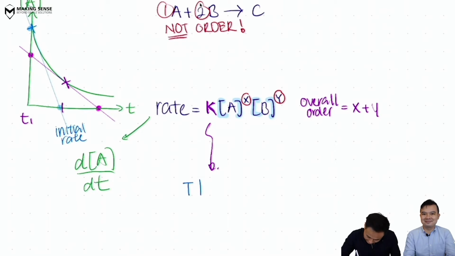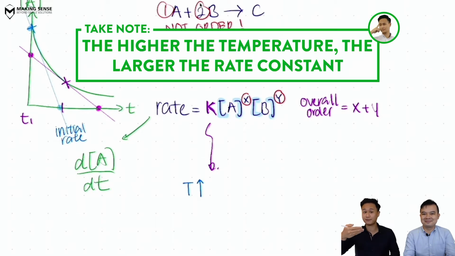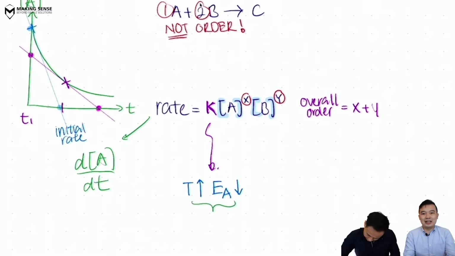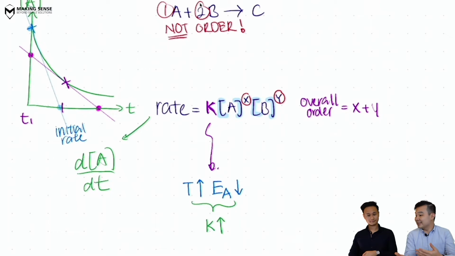The larger the K is, right? Sorry, excuse me. The larger the temperature is, the larger the rate constant will be. Right. And the lower the activation energy, the larger the rate constant will be as well. That's right. Okay. So if you talk about your Sec 4 stuff, what are the factors affecting the rate? And they are all seen inside this equation, right?